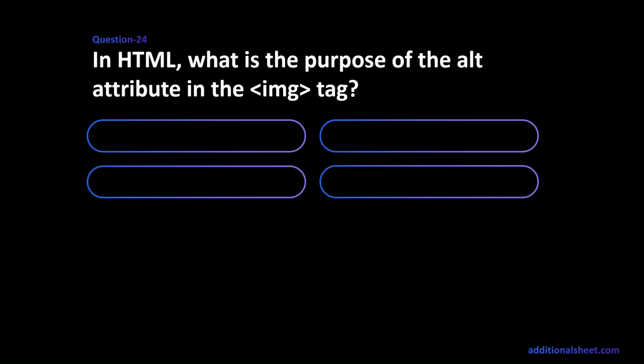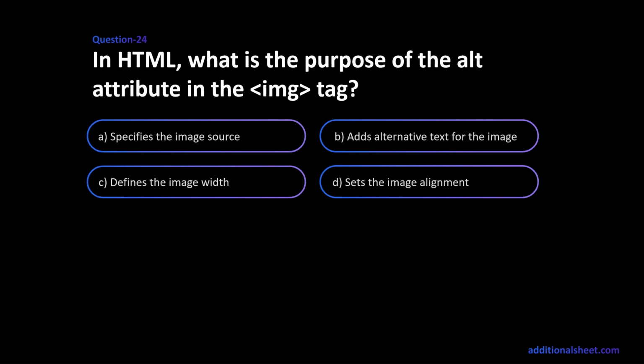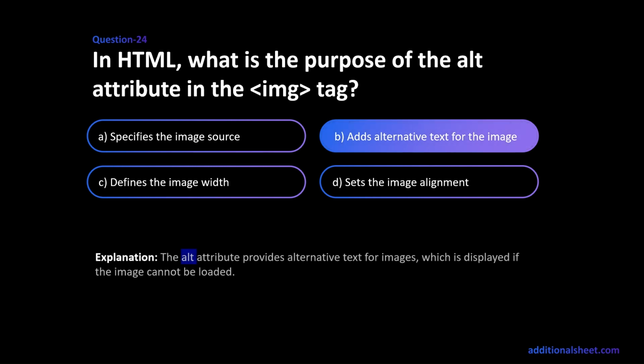Q24. In HTML, what is the purpose of the alt attribute in the img tag? Options are: A. Specifies the image source. B. Adds alternative text for the image. C. Defines the image width. D. Sets the image alignment. The correct answer is option B. The alt attribute provides alternative text for images, which is displayed if the image cannot be loaded.